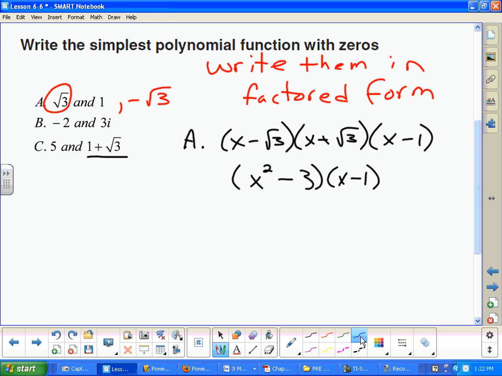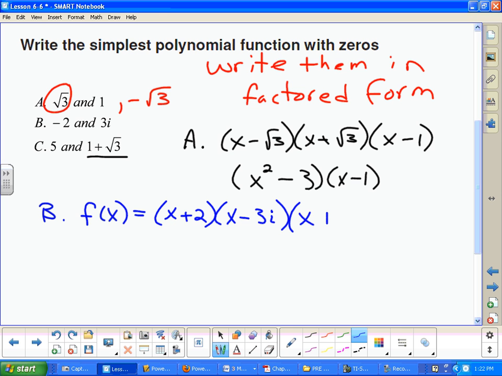Letter B. They have negative 2. Don't forget to write them as a function. So we have x plus 2 for our 0 at negative 2. We have positive 3i, so that gives me x minus 3i. And if I have a positive 3i, I also must have a negative 3i. So then this would be x plus 3i.